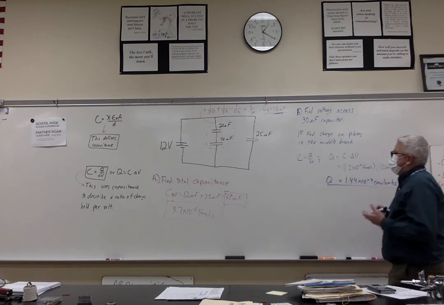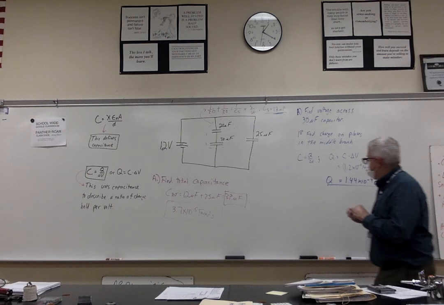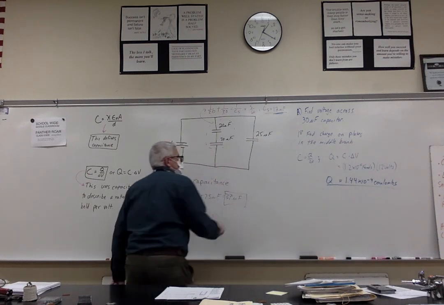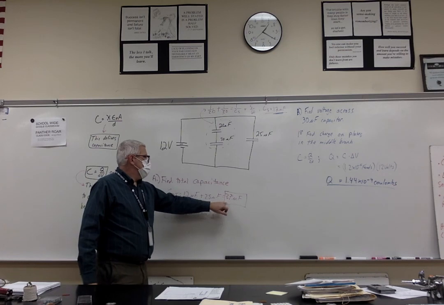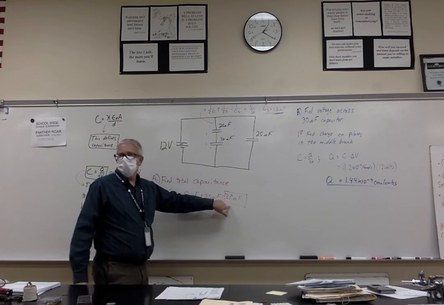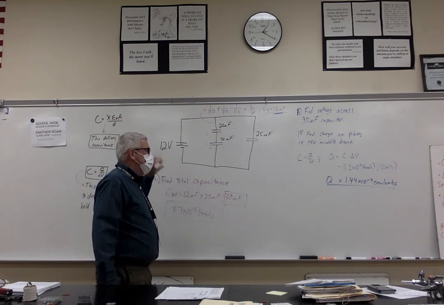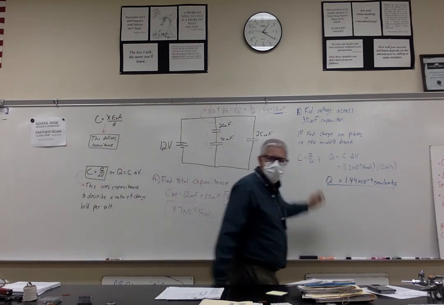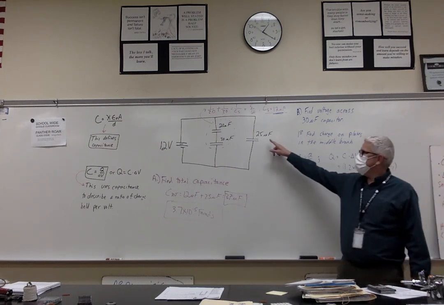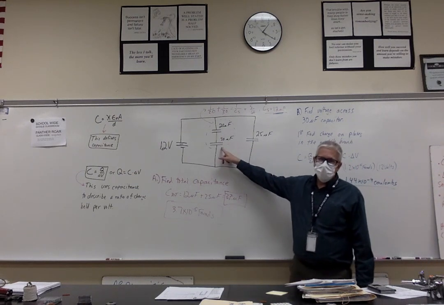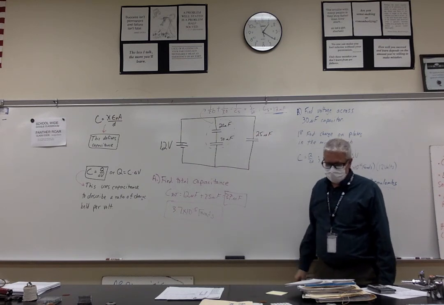If I want to find out the total charge held by this circuit, by the way, I could do the same thing. I could say Q equals C times V. So Q would equal the capacitance of the entire circuit, 3.7 times 10 to the negative 5th, times 12 volts. But I don't need to do that to answer this question. Obviously, there would be more charge held on this branch than in this one, because I've got all 12 volts across just that one capacitor.